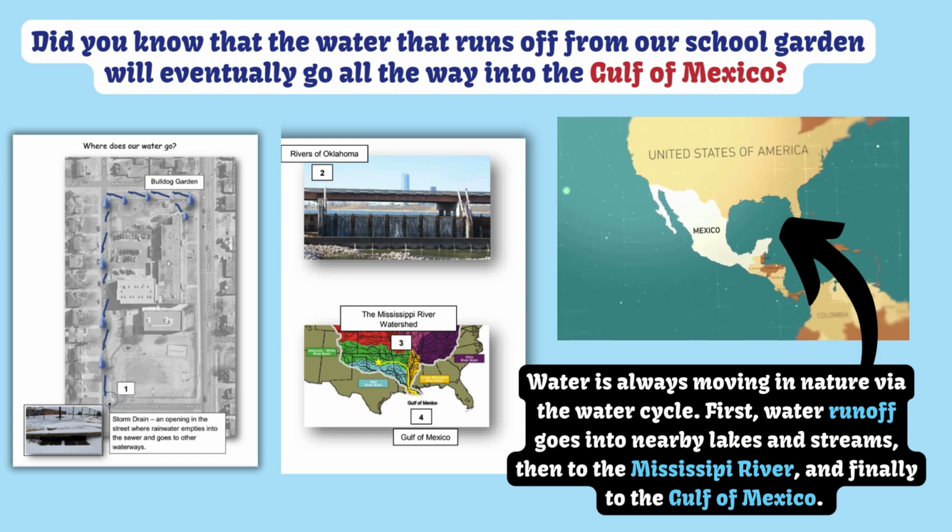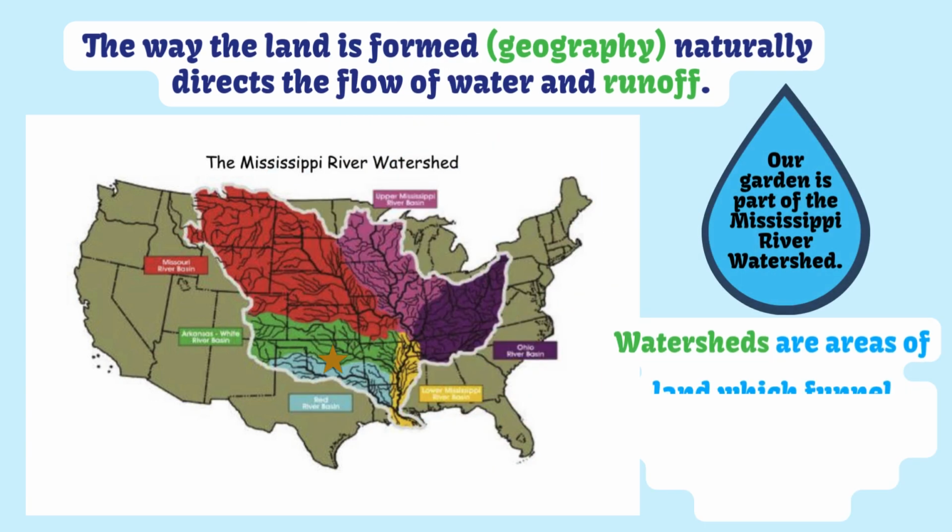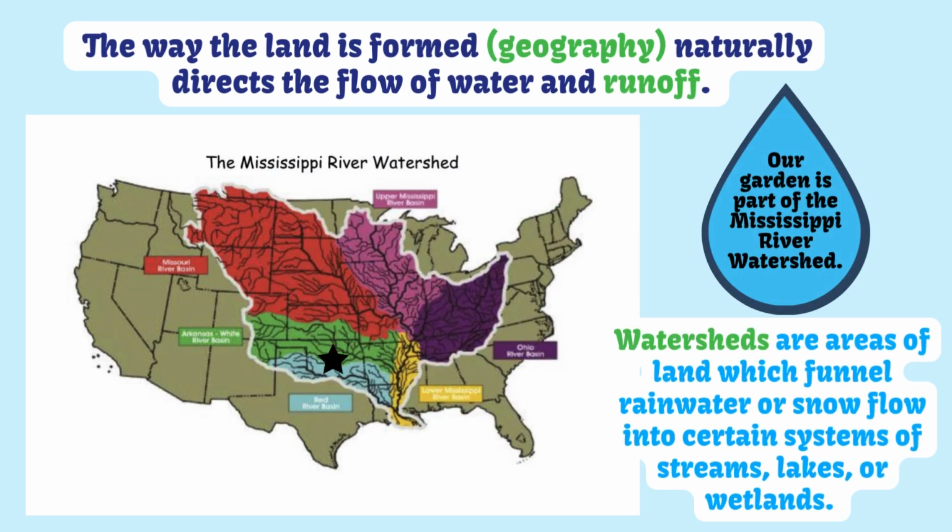First, water runoff goes into nearby lakes and streams, then to the Mississippi River, and finally to the Gulf of Mexico. The way the land is formed, geography, naturally directs the flow of water and runoff. Watersheds are areas of land which funnel rainwater or snowmelt into certain systems of streams, lakes, or wetlands.